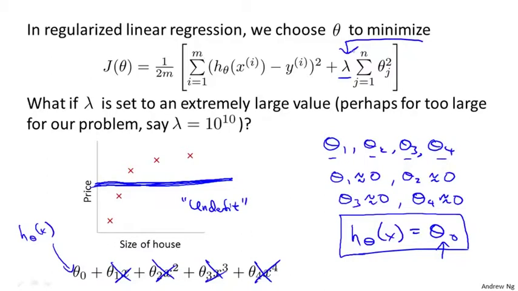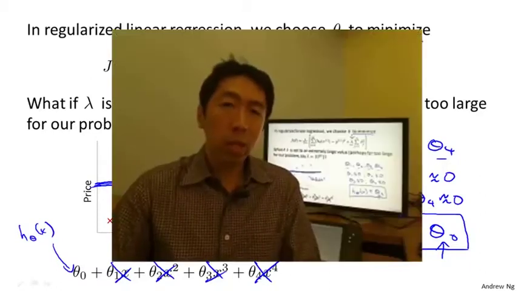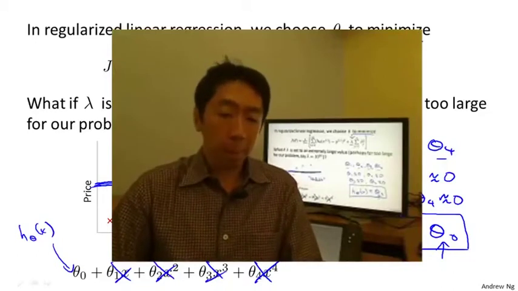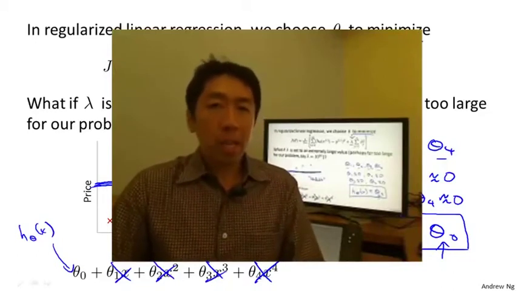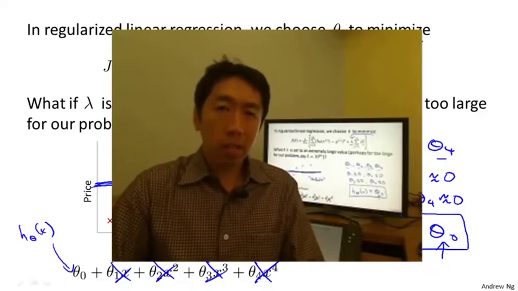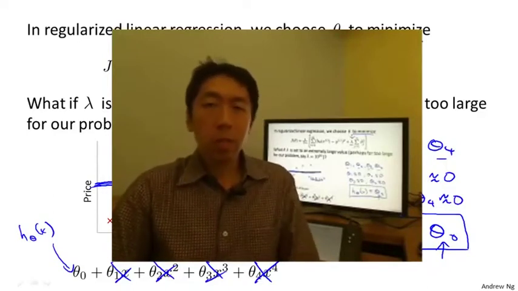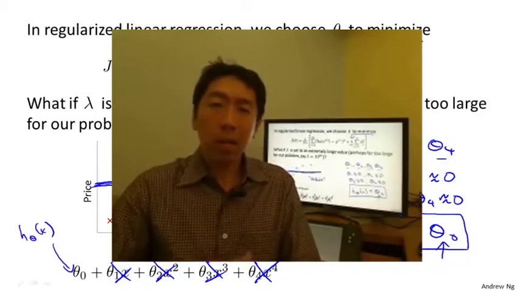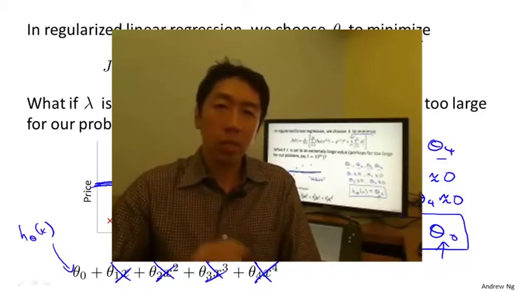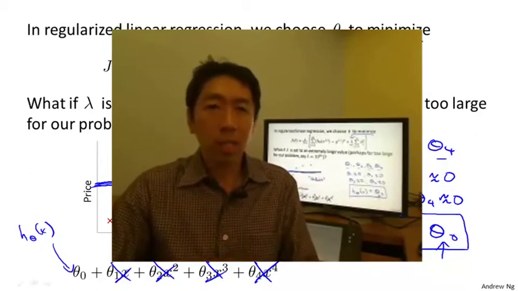And when we talk about model selection later in this course, we'll talk about a variety of ways for automatically choosing the regularization parameter lambda as well. So that's the idea behind regularization and the cost function we'll use in order to use regularization. In the next two videos, let's take these ideas and apply them to linear regression and to logistic regression so that we can then get them to avoid overfitting problems.